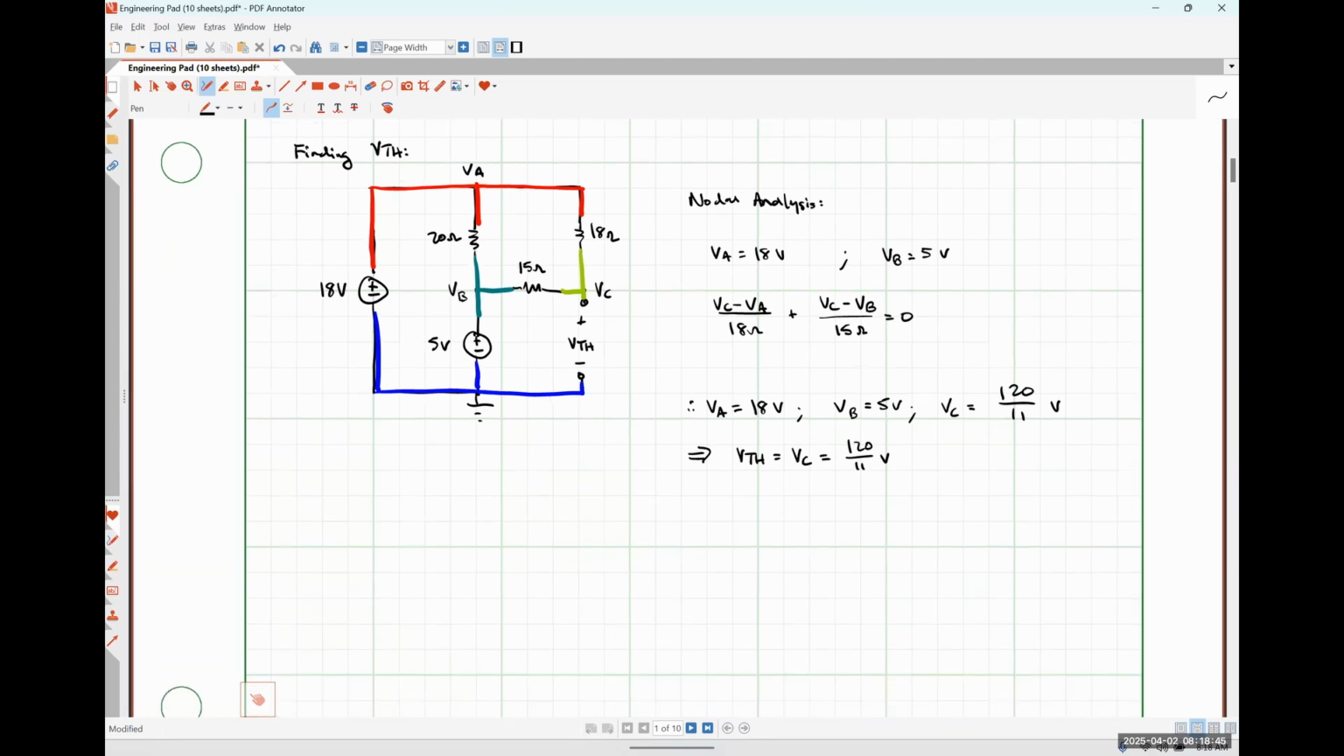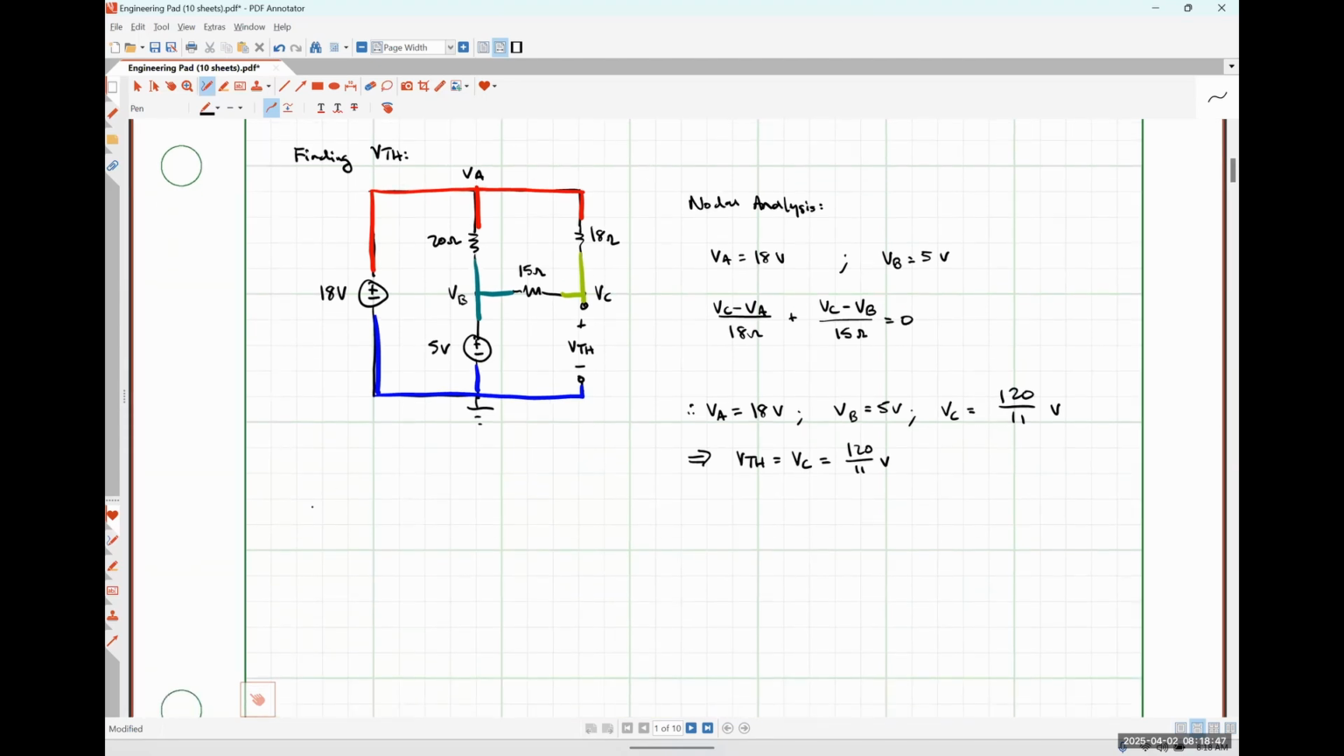All right. So the next thing that we're going to do is we're going to find RTH. So what I'm going to do now is I'm just going to redraw the circuit that I used to find VTH, except that I'm going to turn off all of my independent sources. So that means that my 18-volt source is going to look like a short circuit, my 5-volt source is going to look like a short circuit, and then everything else is going to stay exactly the same. And for what it's worth, we're not going to handle any circuits that contain dependent sources until Friday.